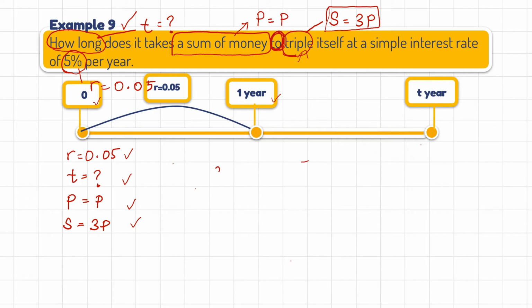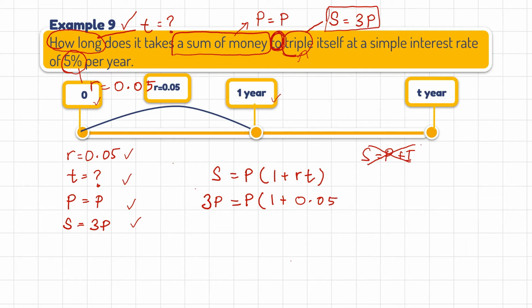Since we are given R, P, and S, and there is no information about interest, we need to use the formula S equals P(1 plus RT). There is no point in using S equals P plus I because we didn't have any information about interest. Now let's put all the information inside the formula. Our S is 3P. Our P is P itself. 1 plus our R, which is 0.05, times T, which is the one that we need to find.